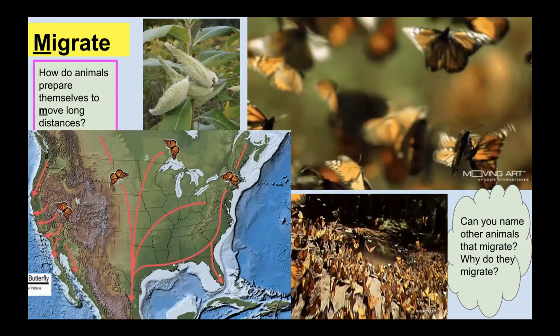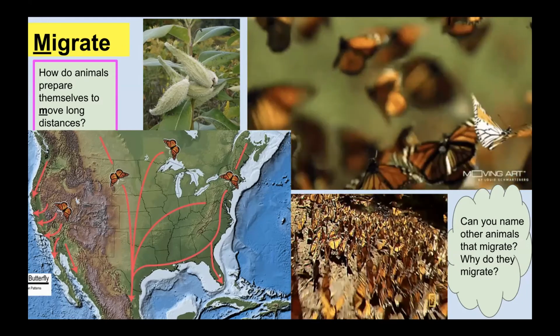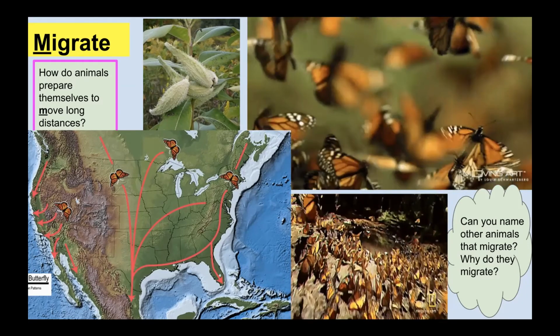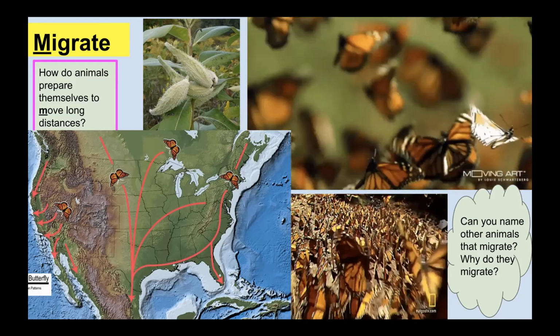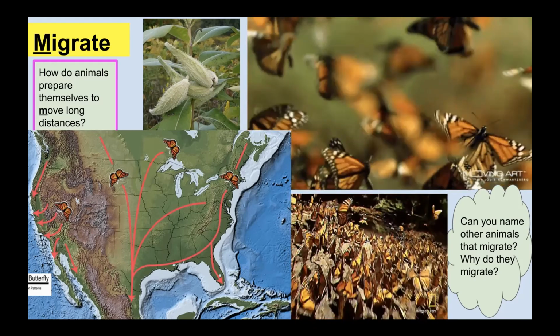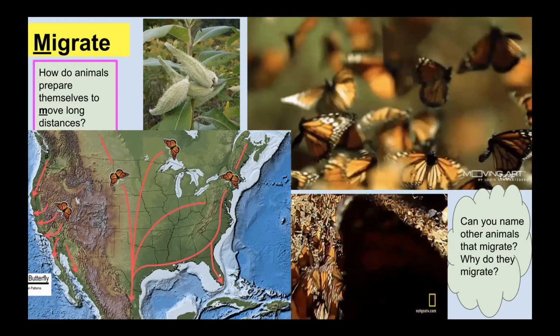The next behavior we're going to talk about is migration. And that simply means to move or travel from one place to another and then back again. So the way that I remember that is migrate starts with an M, move also starts with an M. So migrate just means to move. And particularly they're moving for long distances and they move for different reasons.